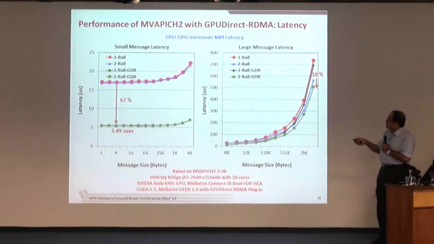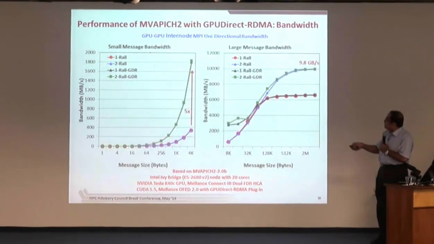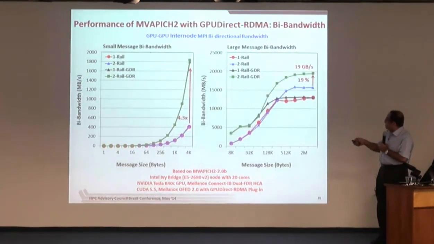So here you will see this is the standard latency people used to get. Now we have reduced it to almost 5 microseconds, GPU to GPU. Earlier it used to be around 15-18 microseconds. With GPUDirect RDMA, it improves the short message latency, and if you see the bandwidth, this is the small message bandwidth. For intermediate message sizes, we can give almost a factor of 5 improvement. And then here again we give around 9.8 gigabytes per second, and for bidirectional bandwidth we give around 4.3x improvement.